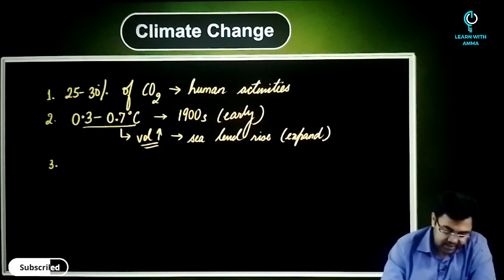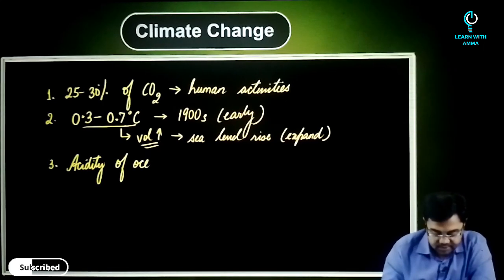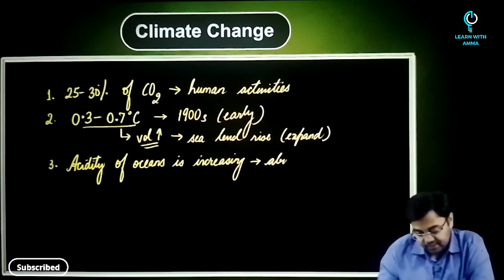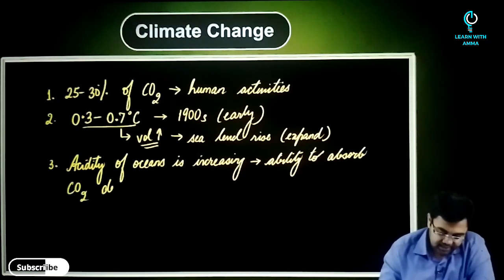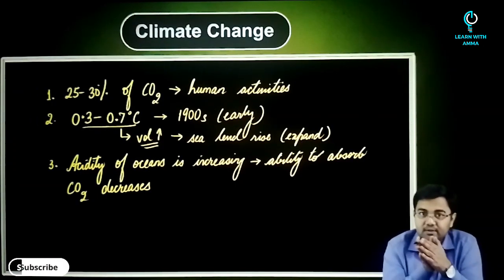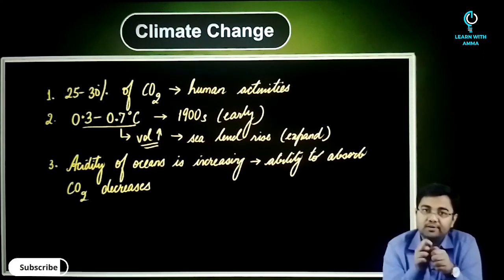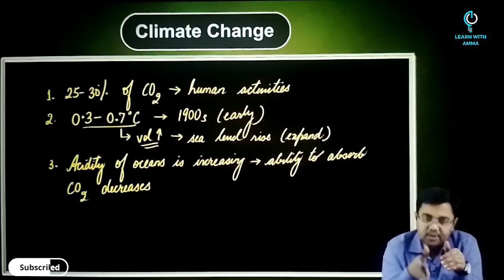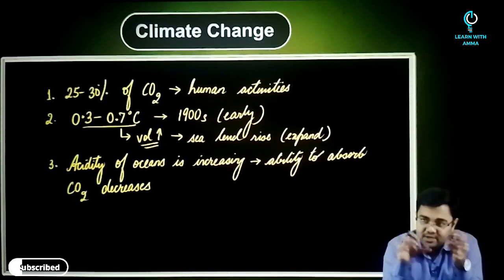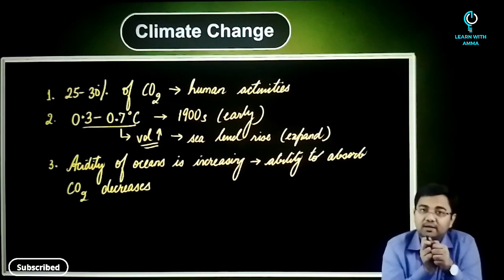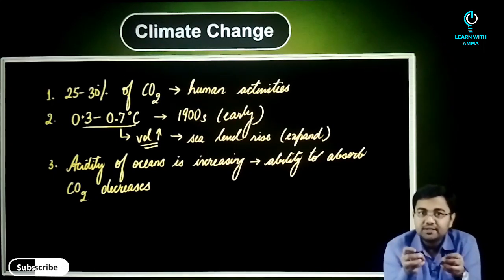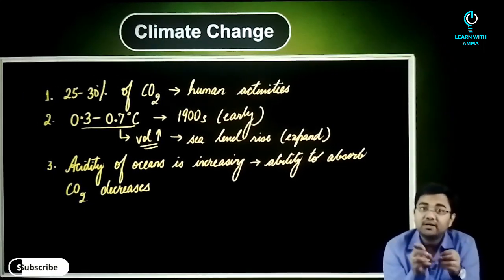Then apart from that, acidity of oceans is increasing, and with an increase in acidity of oceans, the ability to absorb carbon dioxide decreases. So all these kinds of effects will be seen, and because of this, the moderating effect that oceans have by absorbing all the carbon dioxide, which then goes down the ocean with the ocean currents, will not happen anymore, and this ability to absorb carbon dioxide will start to decrease. So this also has to be taken care of, because ultimately the acidity is increasing. And why is acidity increasing? Because the concentration of carbon dioxide in the lower atmosphere is increasing.